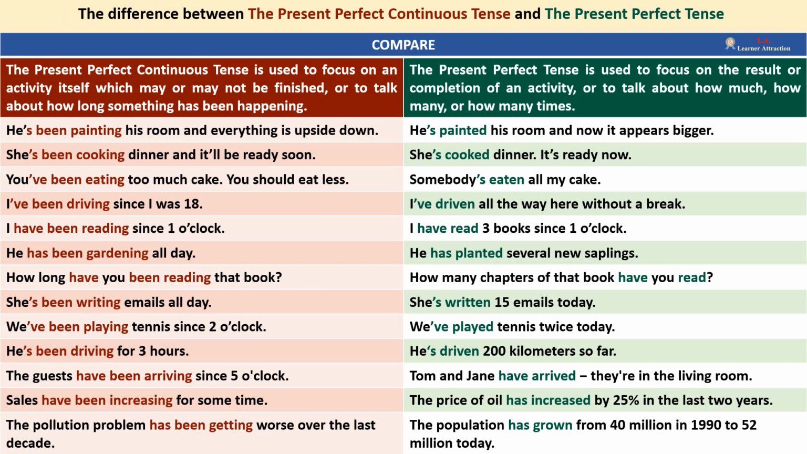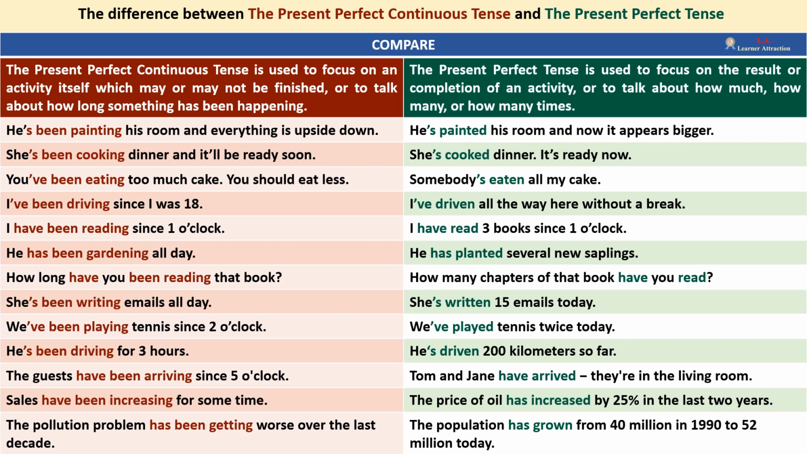The difference between the present perfect continuous tense and the present perfect tense. Compare. The present perfect continuous tense is used to focus on an activity itself which may or may not be finished, or to talk about how long something has been happening. The present perfect tense is used to focus on the result or completion of an activity, or to talk about how much, how many, or how many times.